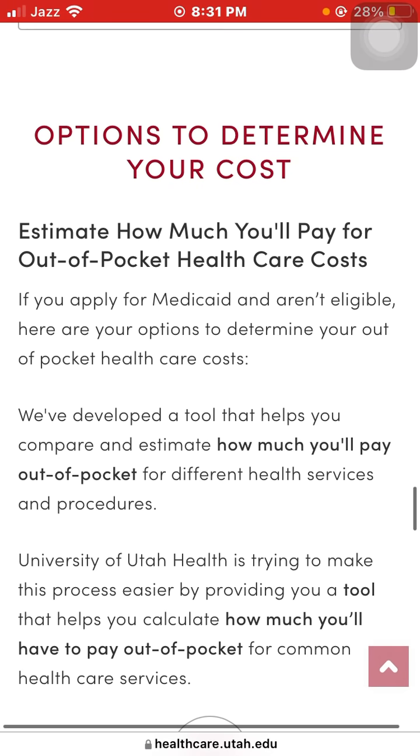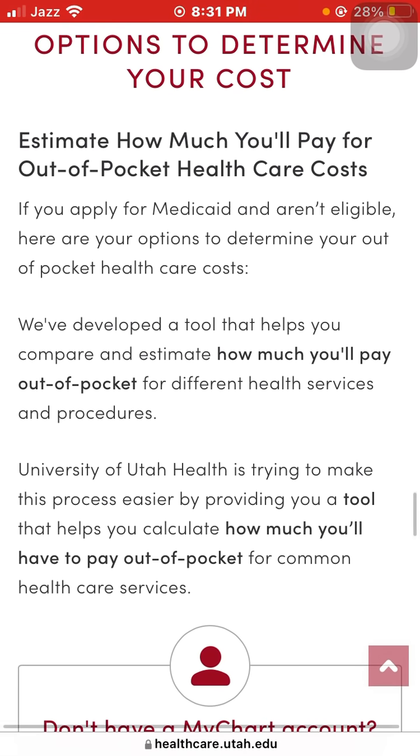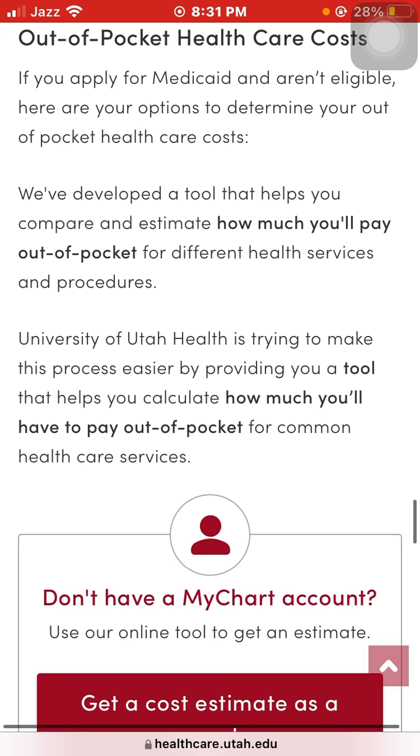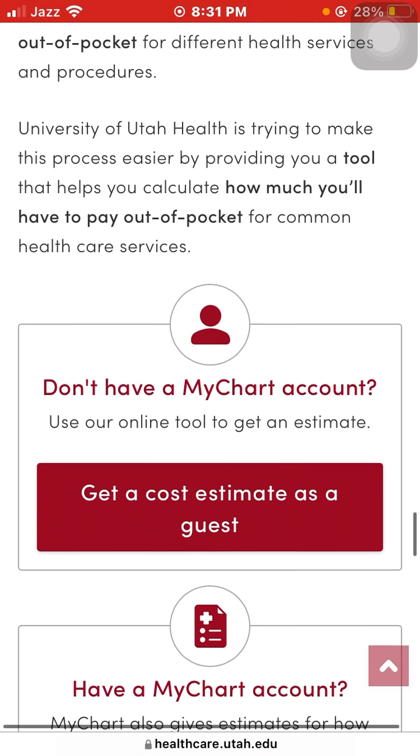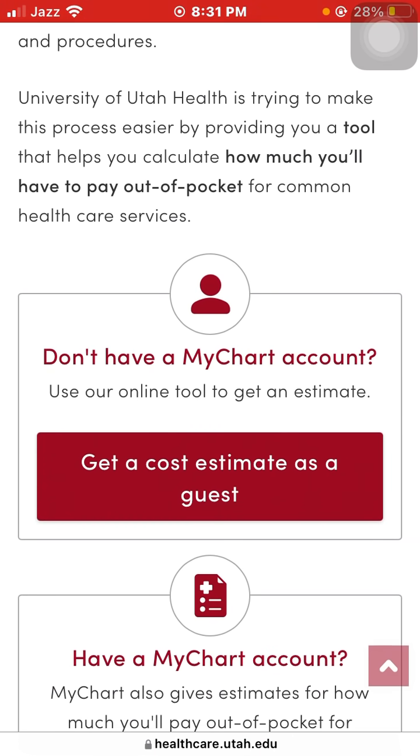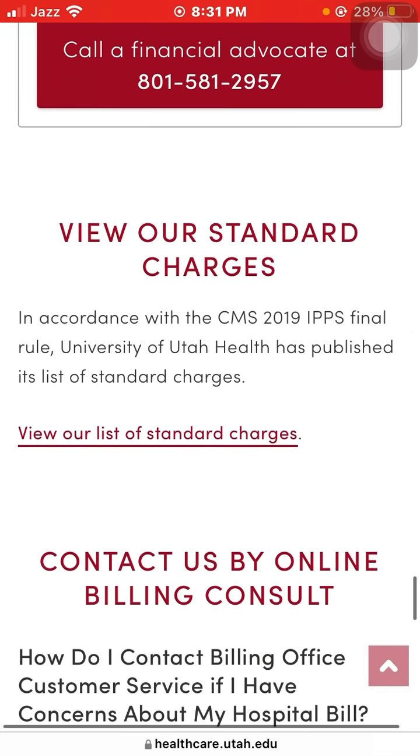Options to determine your cost. Estimate how much you will pay for out-of-pocket healthcare costs. If you apply for Medicaid and aren't eligible, here are your options to determine your out-of-pocket healthcare cost. We have developed a tool that helps you compare and estimate how much you will pay out of pocket for different health services and procedures. We are trying to make the process easier by providing you a tool that helps you calculate how much you will have to pay out of pocket for common healthcare charges.